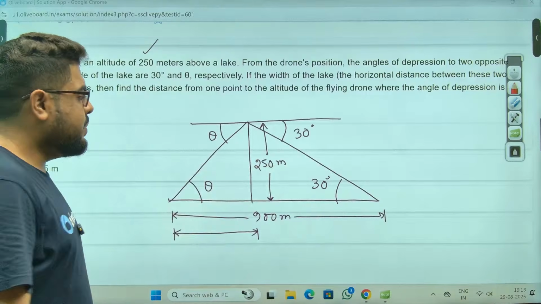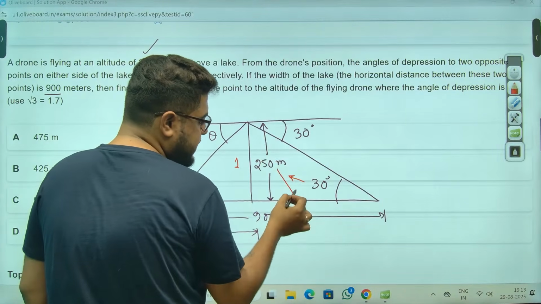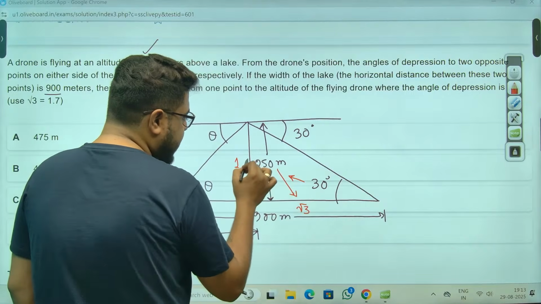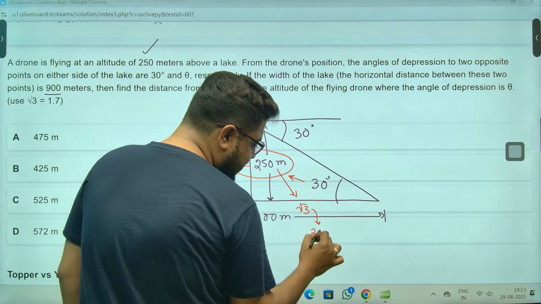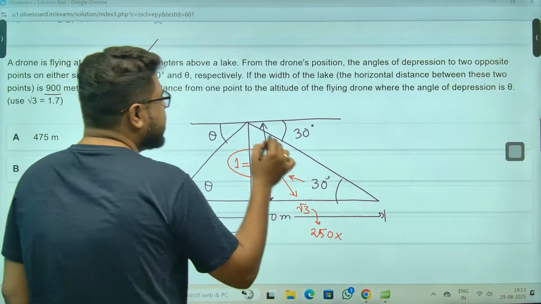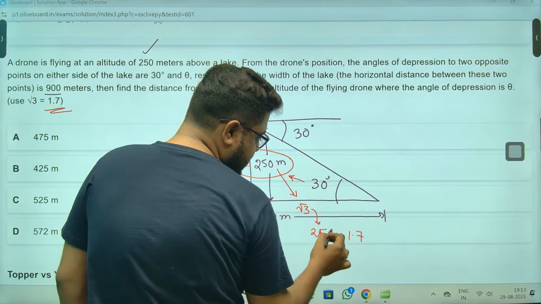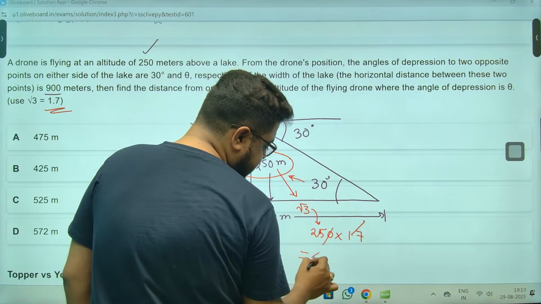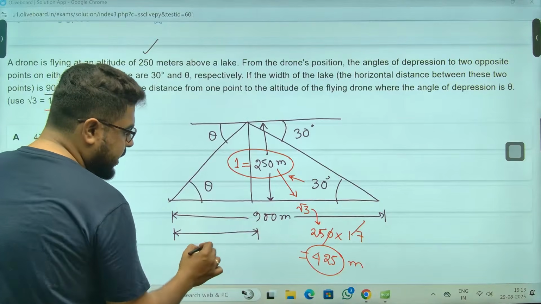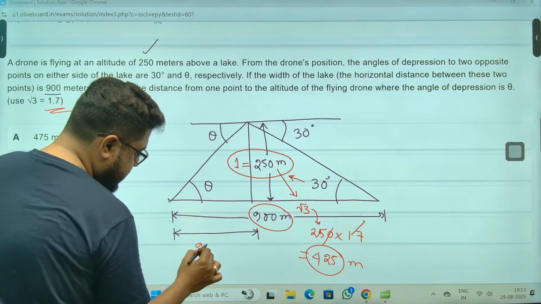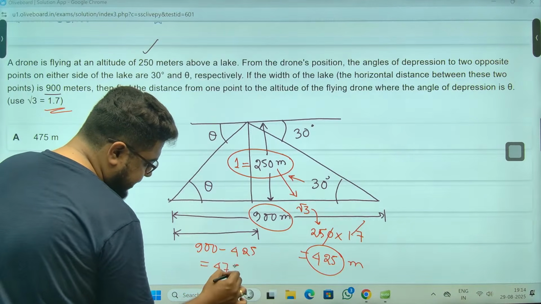Now this is not a very difficult question, and I don't think we will need this theta if I go normally. Because opposite 30 is 1 unit and this one is root 3 units. So 1 unit is equal to 250 meters. So root 3 units will be equal to 250 into root 3. Root 3 value is given as 1.7. Achha, sir. 25 16s are 400, so 17 is 425 meters. So this much, out of the total 900 minus 425, so 475 will be the answer.